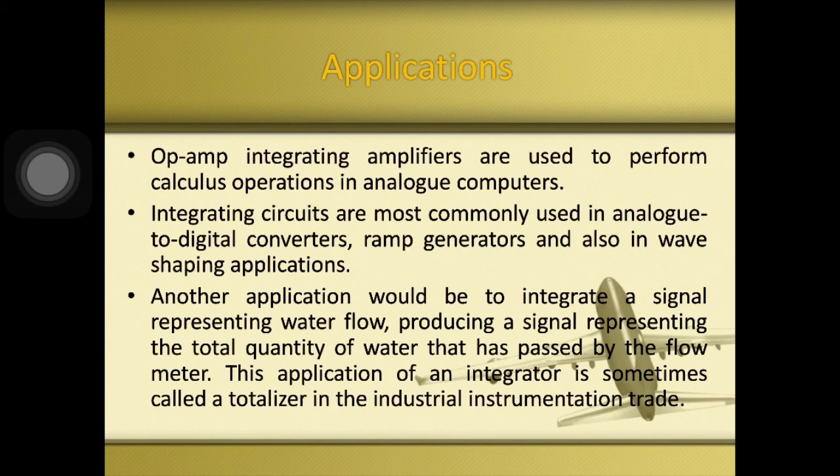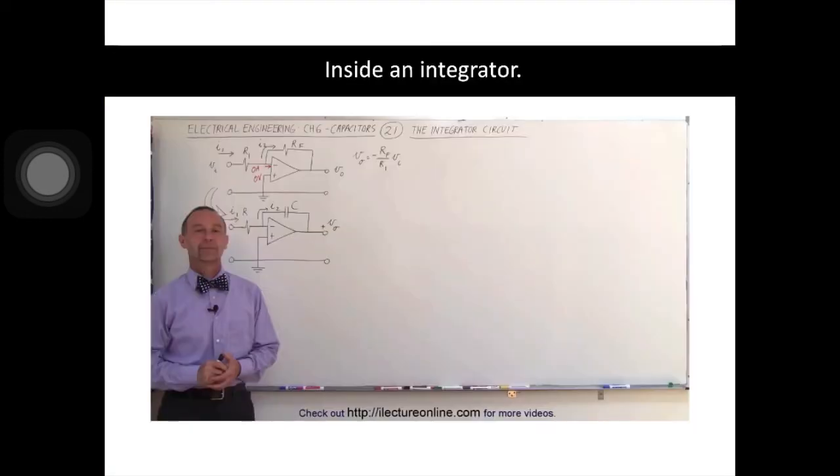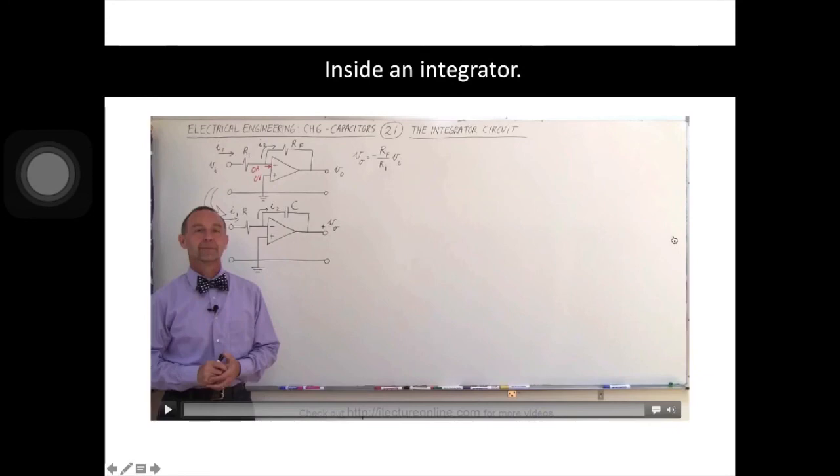Applications of integrators. Op-amp integrating amplifiers are used to perform calculus operations in analog computers. Integrating circuits are very commonly used in analog to digital converters, ramp generators, and also in wave shaping applications. Another application would be to integrate a signal representing water flow, producing a signal representing the total quantity of water that has passed by the flow meter. There's a video explaining more on integrators.